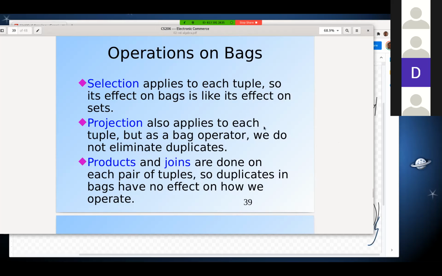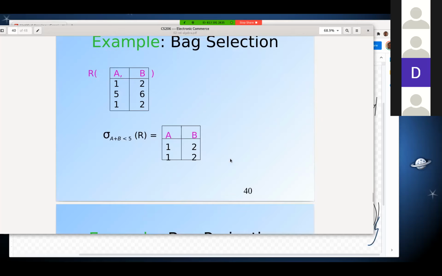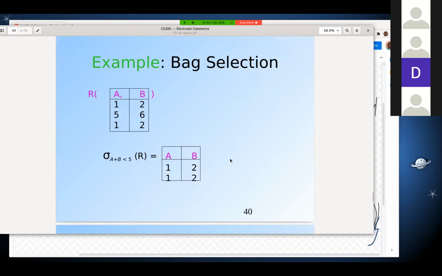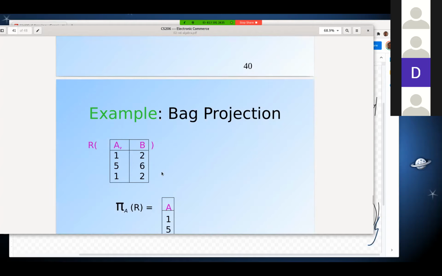Selection applies to each tuple. Projection then also doesn't eliminate duplicates. So here is bag selection, and these are some examples of it. This relation here is a bag because we already have a duplicate, and then we are also getting back a bag. Likewise, we have one being repeated here.